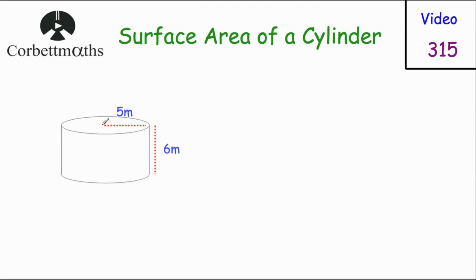So let's start off by getting the area of the circle. So that would be pi times 5 squared, and that will give us the area of the circle, which is 78.53981 and so on. Then we've got the circle at the bottom, and that'll have the same area, so we'll have a circle beneath and that'll have the same area.